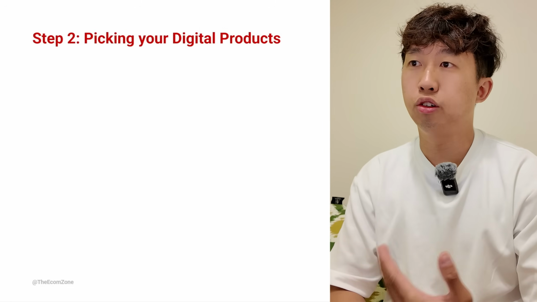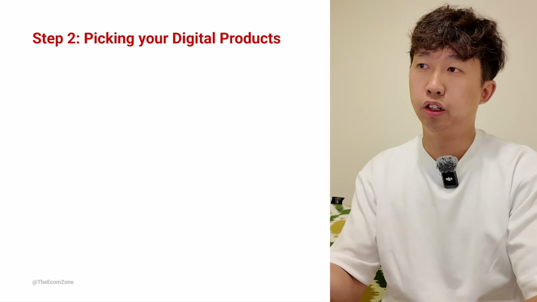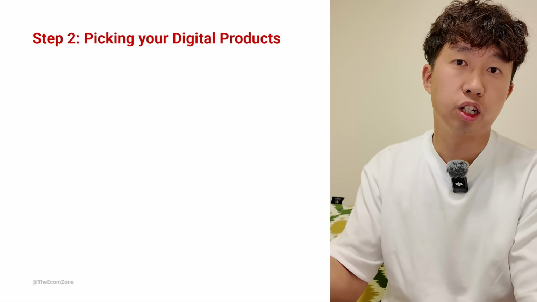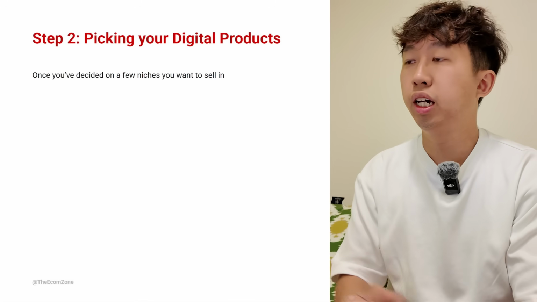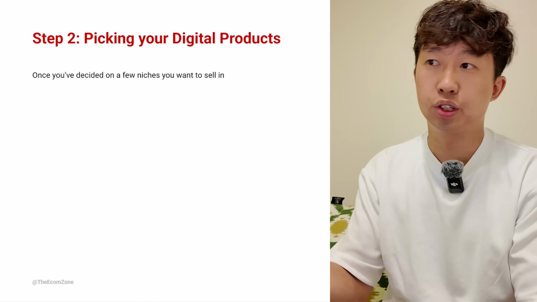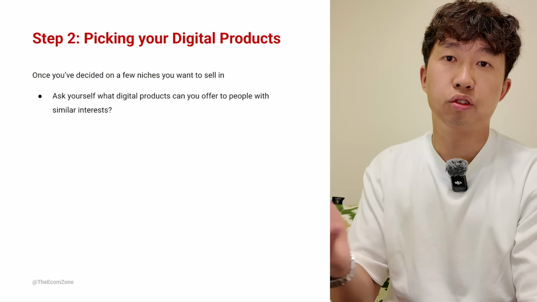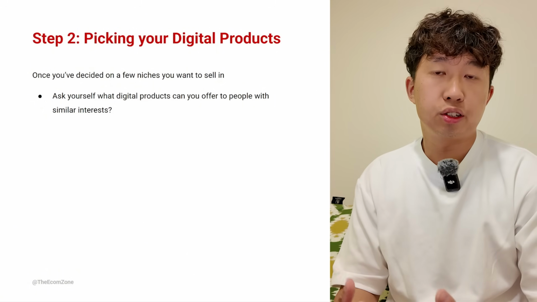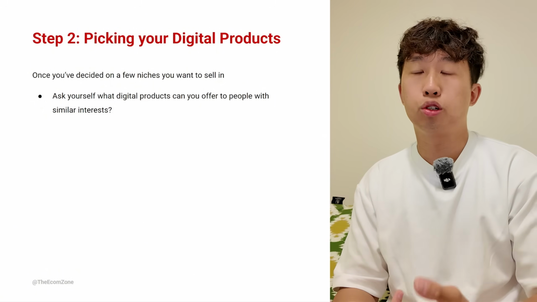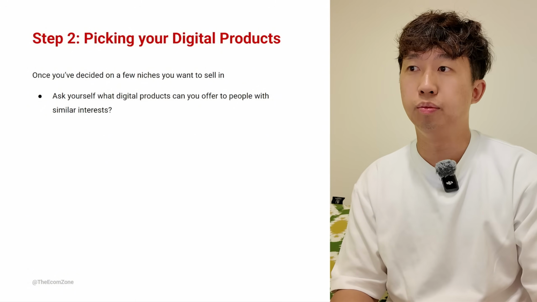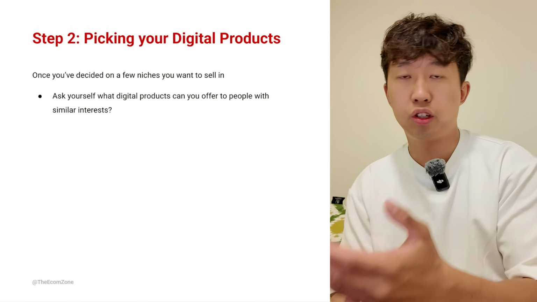So next is picking your digital products, which we kind of briefly looked at. You just go on Etsy and look at what's getting sold in your niche. So once you've decided on a few niches you want to sell in, ask yourself what digital products you can offer to people with similar interests. So let's just say you like going to the gym and you want to sell digital products to people who want to get into the gym. Just think of what you could sell to them.